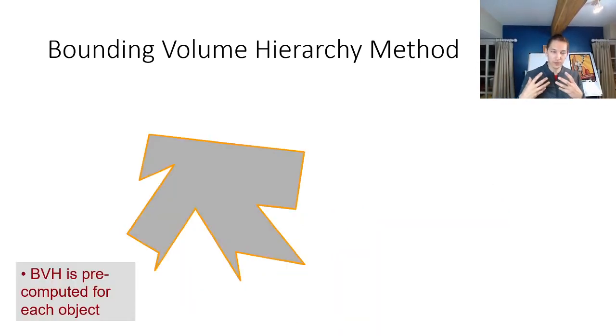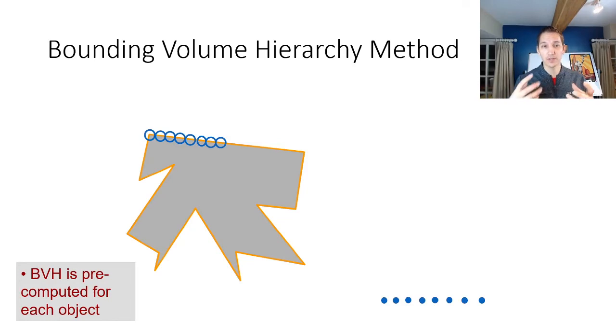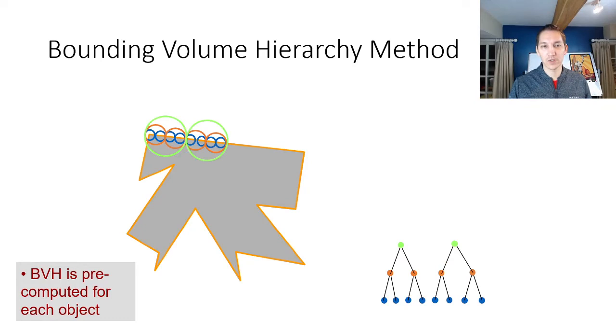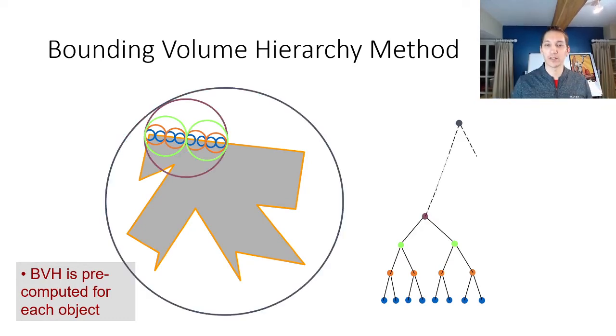Okay, so how does this work exactly? We're going to pre-compute these bounding volume hierarchies for each of our objects. We can take, for example, small bits of this geometry here and then build from the bottom up, or we could also do top-down construction of larger and larger bounding volumes, until we eventually contain the entire object within a bounding volume. So now we have this tree.